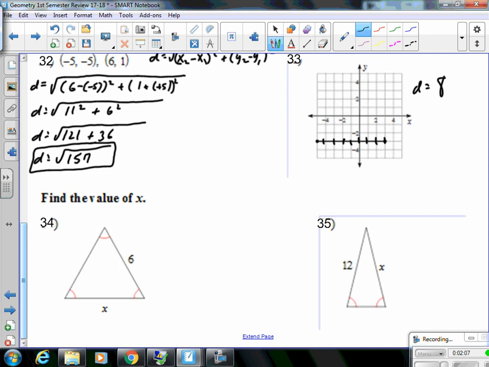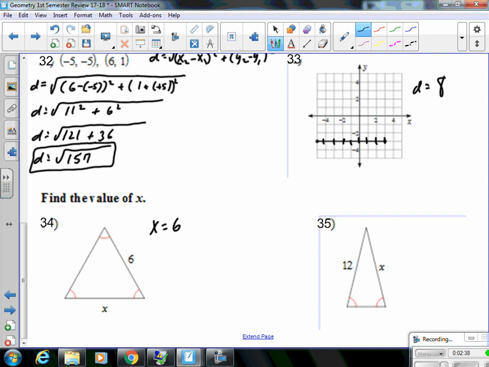All right, 34, 35, finding the value of x. All right, so 34, we look at it. All three angles are marked congruent, so it makes it an equiangular triangle. And if it's an equiangular triangle, then it is also an equilateral triangle, which means all the sides are the same. So since we know one side is 6, every other side has to be 6, so x has to equal 6.